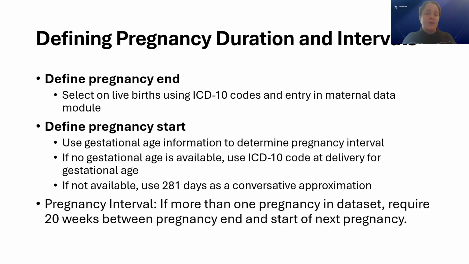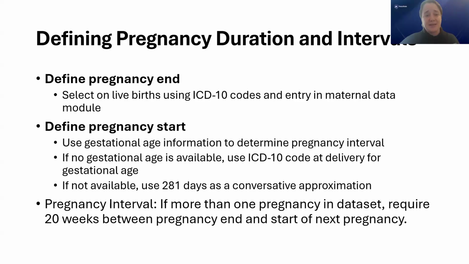And then in our maternal module, which we pulled in addition to the CDM, we had information on gestational age in weeks. That's how we defined pregnancy duration. If we didn't have gestational age information on someone, we used the ICD-10 codes at delivery if available. And if not, we used 281 days as a conservative approximation since childbirth. So that's how we were able to define the time the person was pregnant.